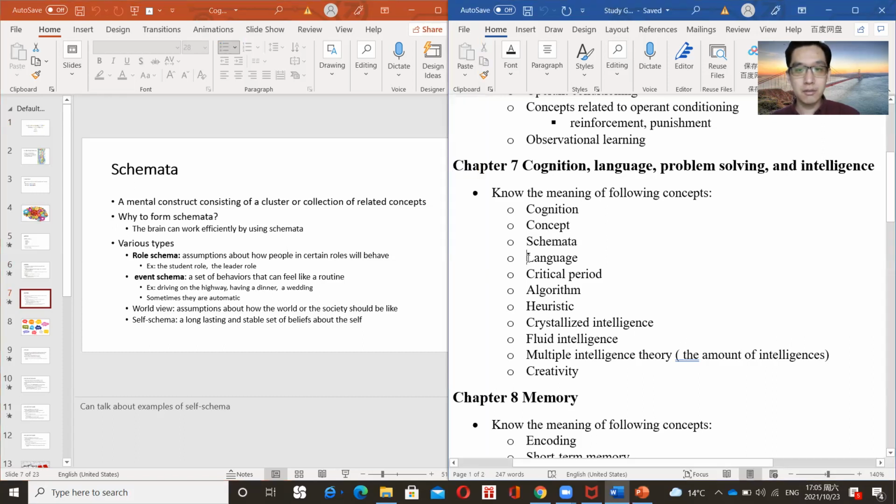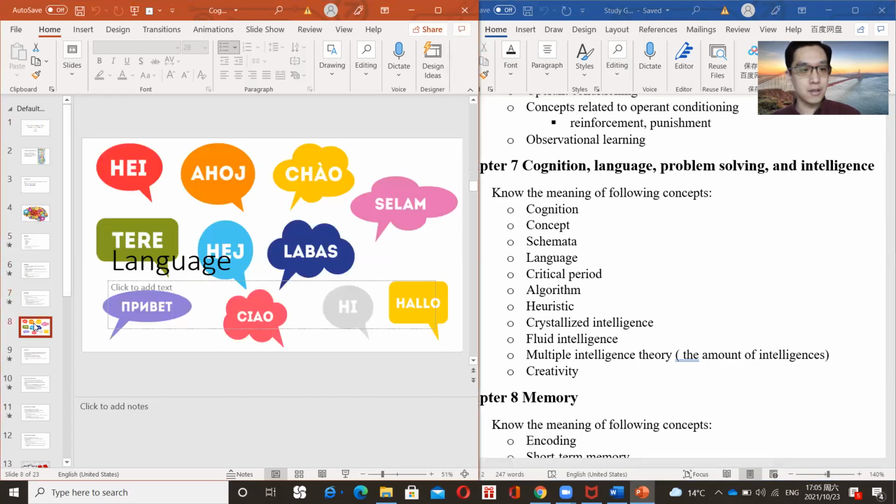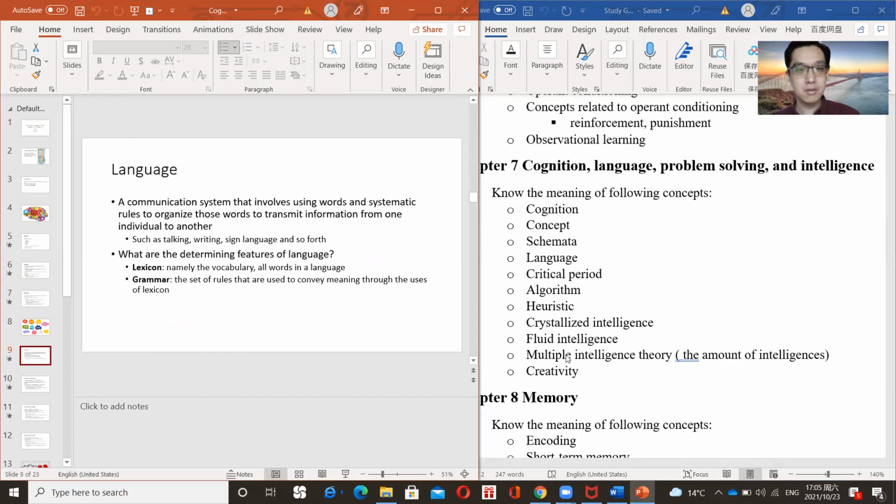And that is about schemata and concept. And the next concept is language. So what is language? We use languages to communicate among people. So it's a communication system that involves using words and grammar, which are systematic rules. Those systematic rules can organize the words into meaningful information. So that is basically a communication system.